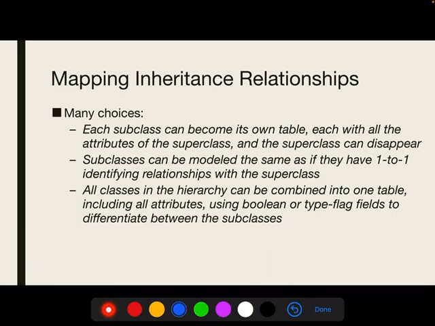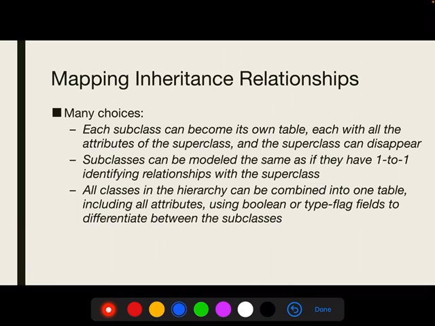But another way you can do it is you might get rid of the superclass. Maybe the superclass had just 2 attributes in it. So you can make tables for each of the subclasses and just give them the identity and the 1 or 2 attributes from the superclass, and then don't give that superclass its own table.